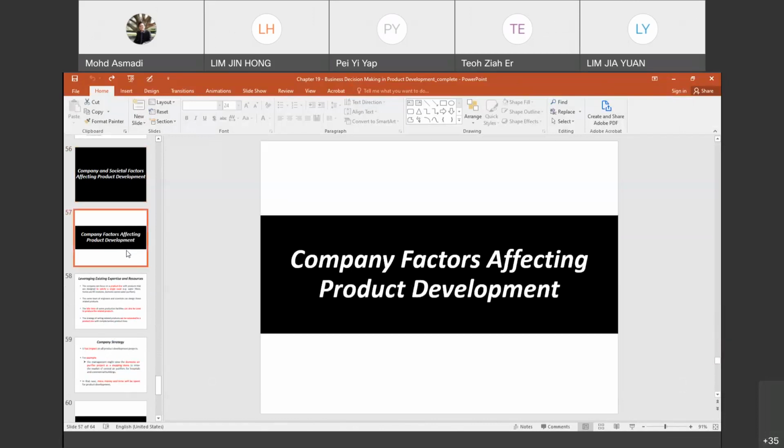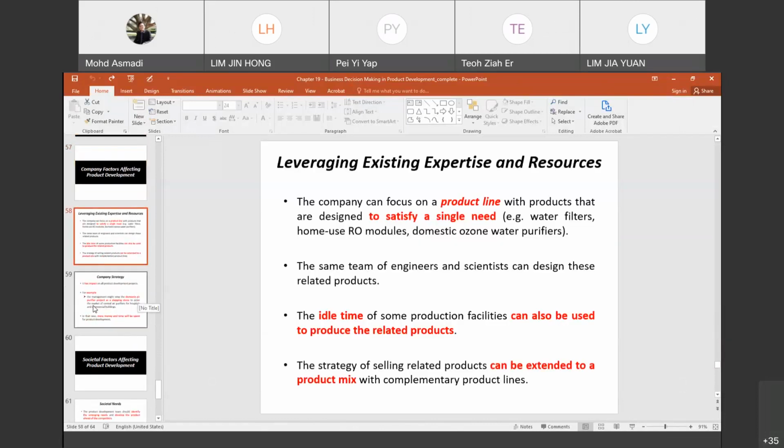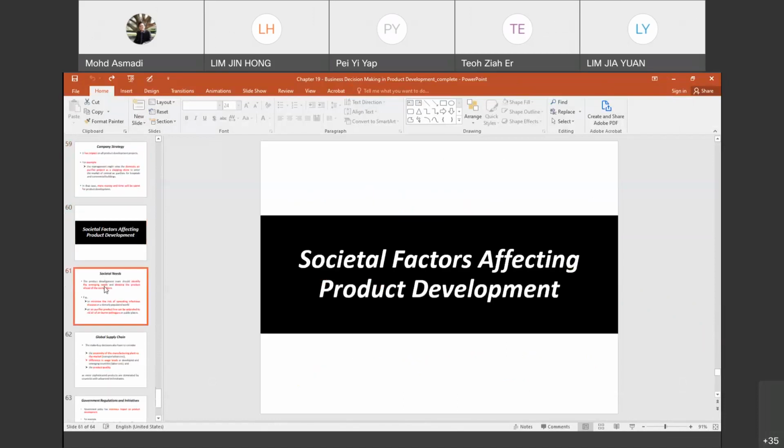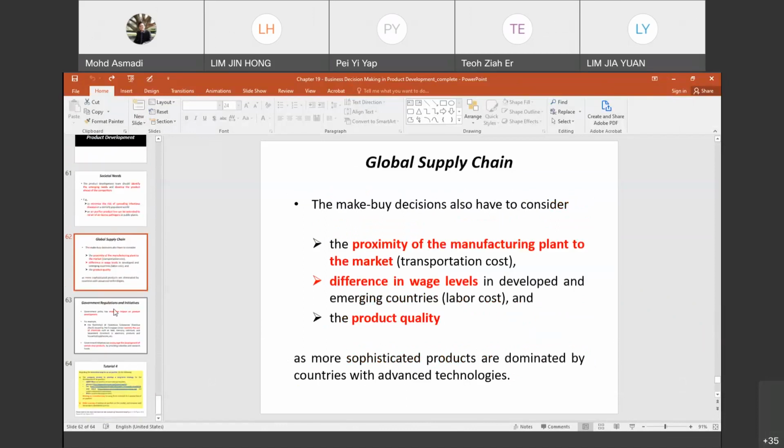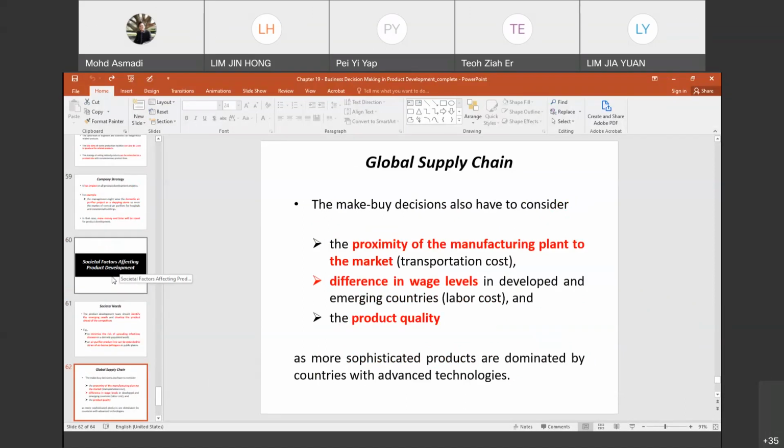The factors that affect product development, you can read this one. I think if you read in the textbook, it's also possible. It's much clearer. It's just the factors: social, company, government, right? There are many other factors that affect your product development actually, like what you have to provide for your product development, like a laboratory, right? And so on.